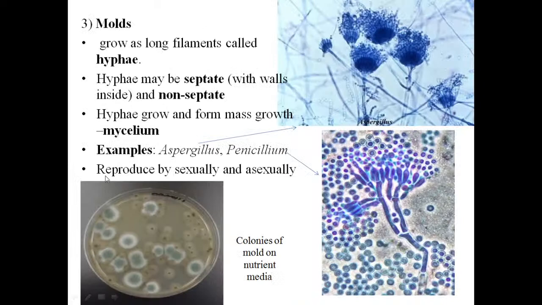The third group is called molds. They grow as long filaments called hypha. These are hypha. Hypha may be septate with walls inside. For example, look at this picture. This is hypha. Hypha is septate. There are walls inside the cells.